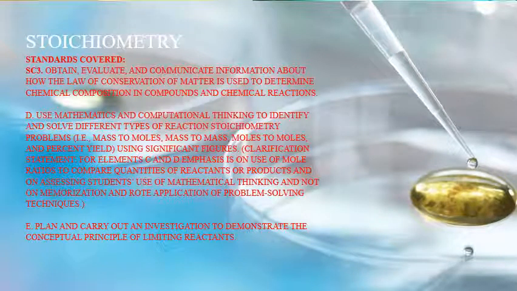Tonight's lesson is going to be focusing on stoichiometry, or more specifically reaction stoichiometry. You had an introduction to composition stoichiometry in first semester, which is basically dealing with the mole concept when we're talking about a single substance. The reaction stoichiometry is going to be looking at the relationship in terms of moles between reactants and products in a chemical reaction. You'll use mathematical and computational thinking to identify and solve different types of reaction stoichiometry problems, and you will look at the concept of limiting reactants and percent yields during this unit.